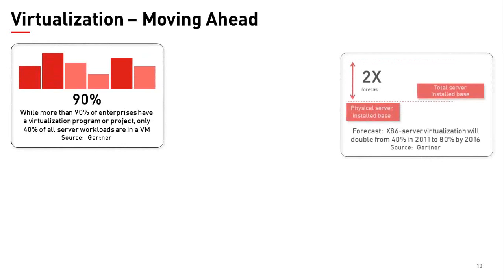I have put some of the reports that have been published by key research and advisory firms around the growth of virtualization. For example, a report from Gartner says that today more than 90% of enterprises have a virtualization project running, whereas only 40% of server workloads are in virtual machines. Another Gartner report says that x86-based server virtualization will double from 40% in 2011 to 80% in 2016. That gives us a clear view of the shift in hardware architecture.